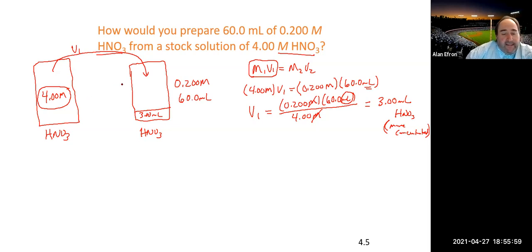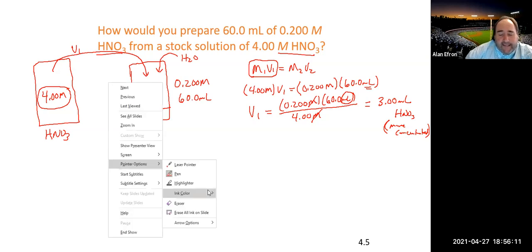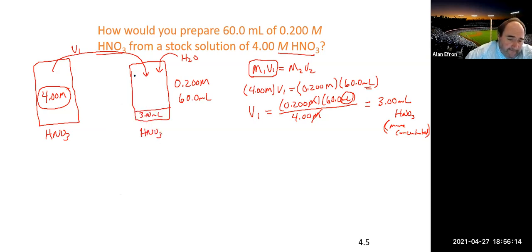And what else should I add to this? Well, I should probably add some water, maybe some deionized water should go in. How much water should I add to it? Should I add 60 milliliters of water to this? And the answer would be no, because if I added 60 milliliters of water plus the 3 milliliters I already have in there, I would actually end up with a total volume of 63 milliliters, which is obviously not what I want.